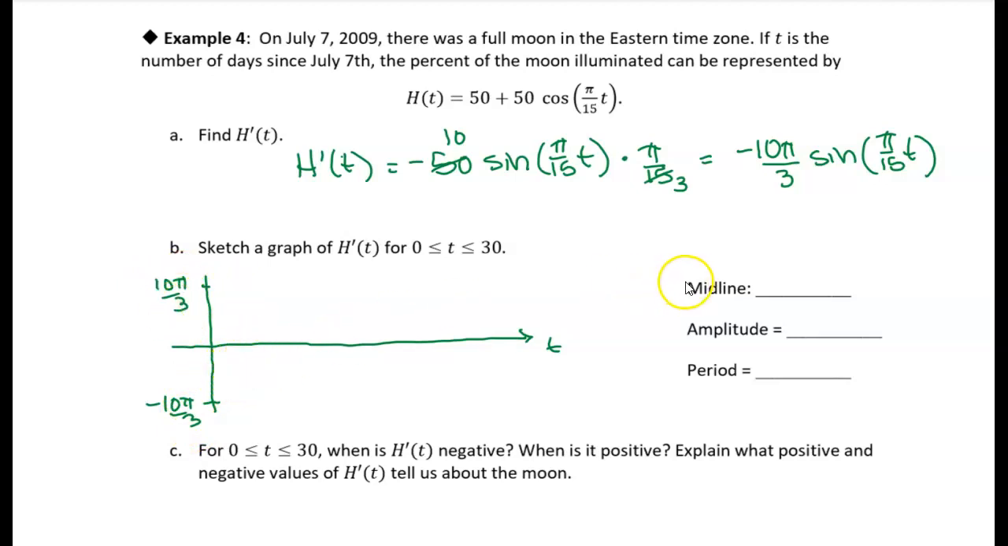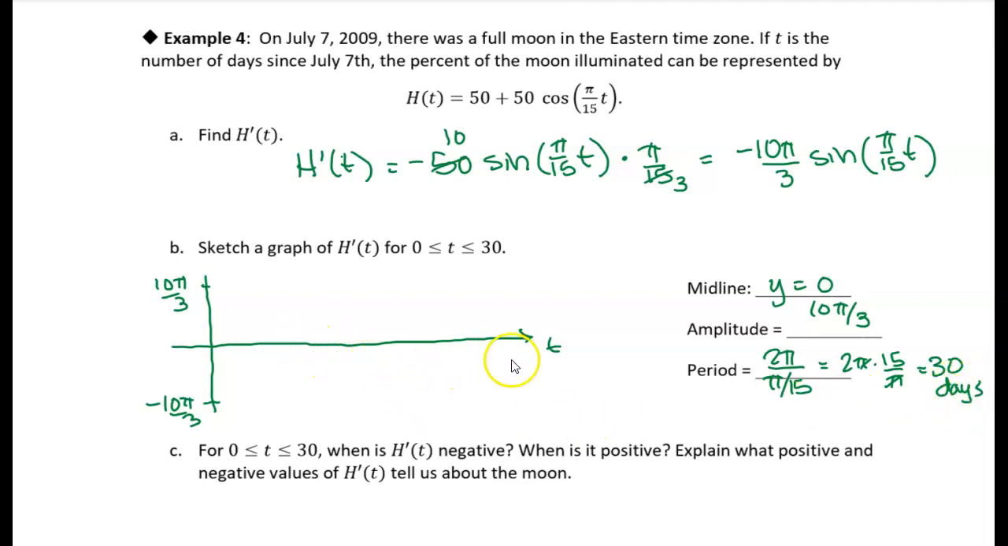And what's the period? Let's write this down here. So the midline we found is 0. The amplitude is 10 pi over 3. And the period is 2 pi over b. Remember, 2 pi over b. So we have 2 pi over pi over 15, which is basically 2 pi times the reciprocal of pi over 15. So 2 pi times 15 over pi. You can see the pi's will cancel, and I get a period of 30. That's time, and my time is in days. So this is a period of 30 days.